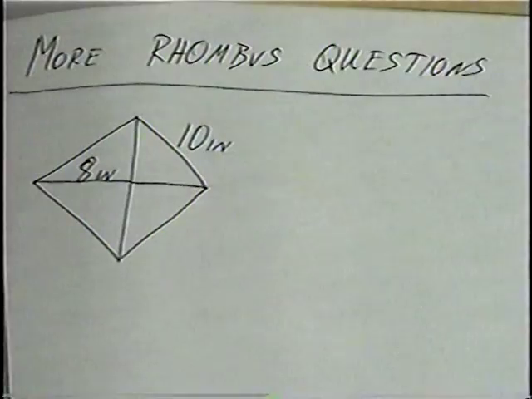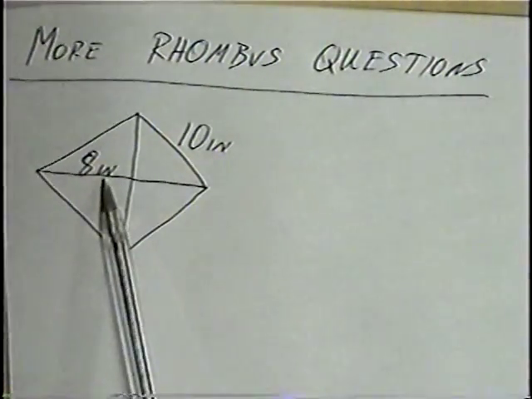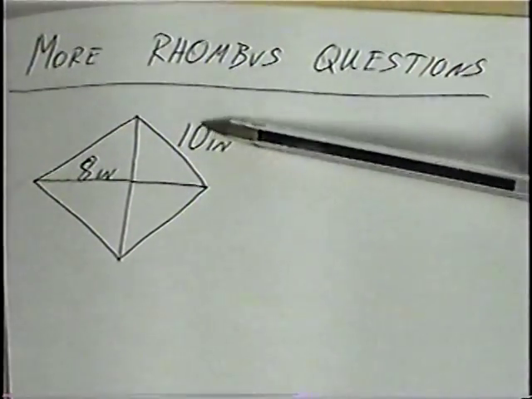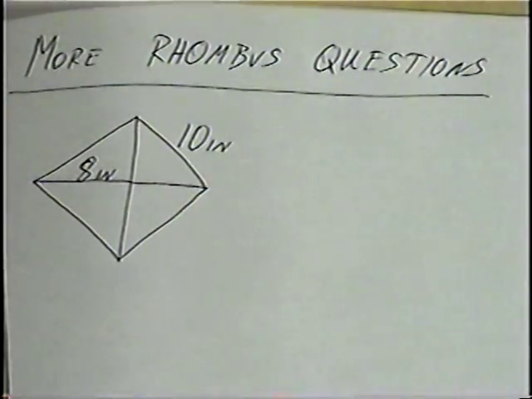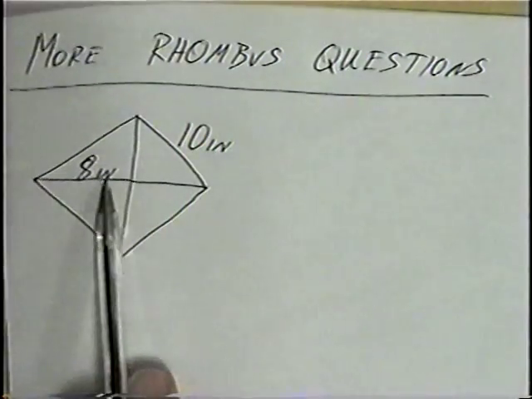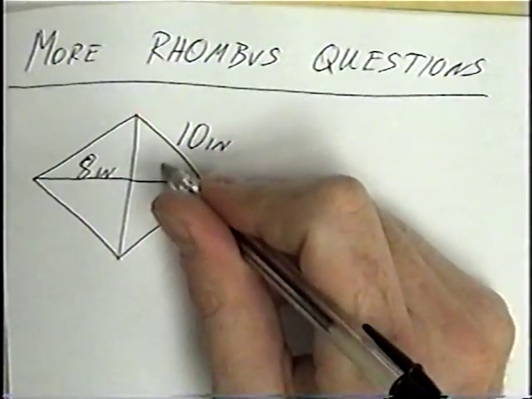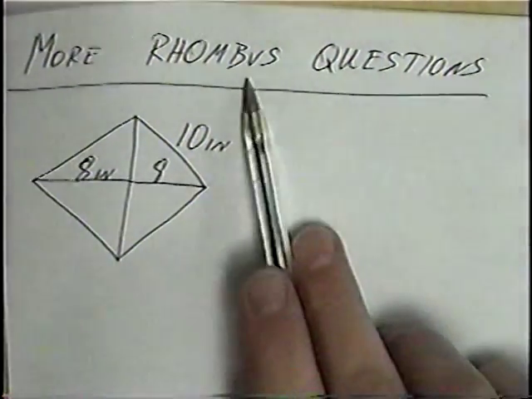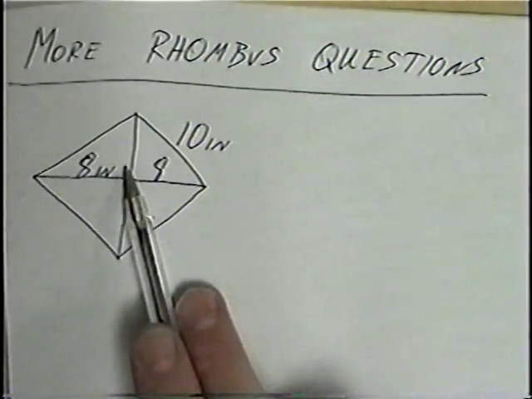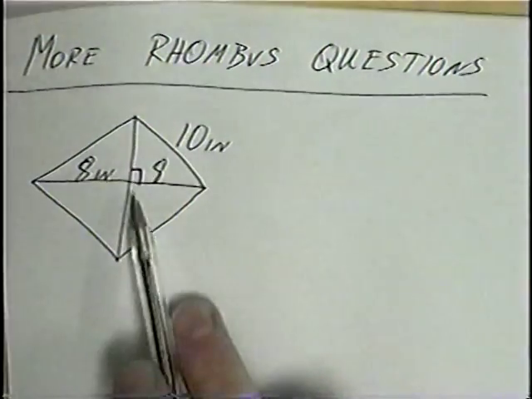Title of the last section is more rhombus questions. Looking at the given rhombus, we know the left-hand side diagonal is 8 inches, and one of the outside lengths is 10 inches. Using what we know about rhombuses, if the left-hand side is 8 inches, that means the right-hand side is congruent, or the same, which is also 8 inches. Also, a rhombus, just like a kite, makes a 90-degree angle in the middle. So if we want to, we can add a box to represent the 90-degree angle.